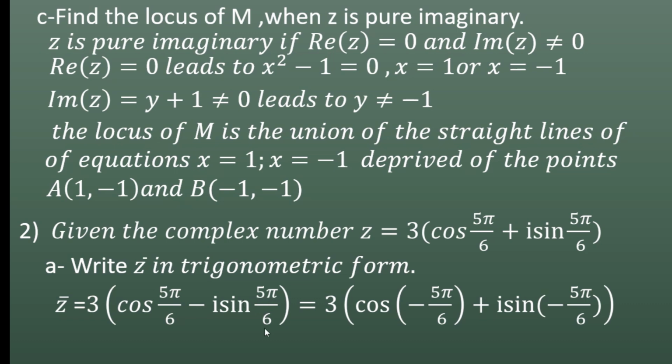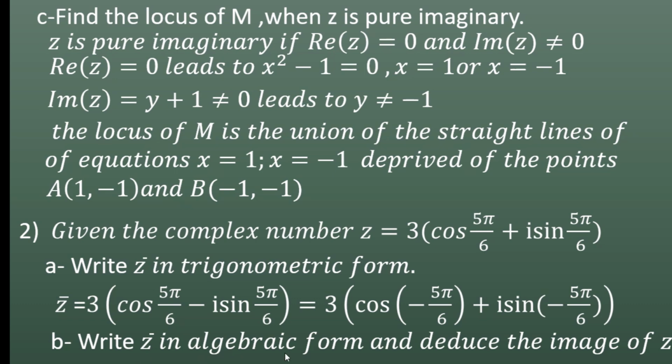Sine minus 5 pi by 6 is exactly minus sine 5 pi by 6, and also cosine minus 5 pi by 6 equals cosine 5 pi by 6. Then if we use the angle minus alpha, we get rid of this minus. We obtain the trigonometric form of z bar. The image of z and the image of z bar are symmetric with respect to x prime x: if the argument of z is alpha, the argument of z bar is minus alpha.